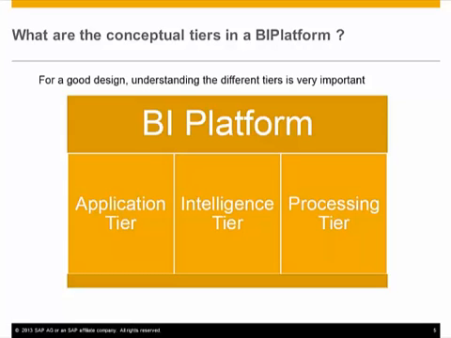And the processing tier is where all the action happens. Requests from applications are processed here. The processing tier goes in and fetches the data, does a lot of aggregation, and then sends the results back to the client.